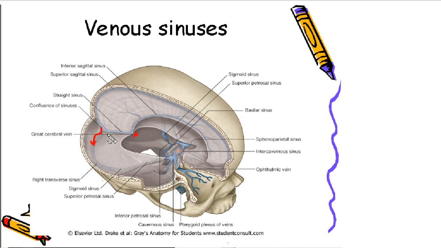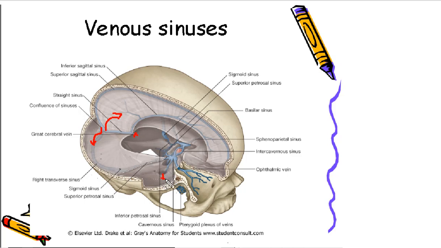Now the straight sinus turns around and becomes the left transverse sinus. So we have the superior sagittal becoming the right transverse sinus, and the straight sinus becoming the left transverse sinus. This transverse sinus then continues forward and becomes the sigmoid sinus, and then the sigmoid sinus passes out of the jugular foramen and continues as the internal jugular vein. So you can see how these sinuses have passed out and continued as the internal jugular vein.